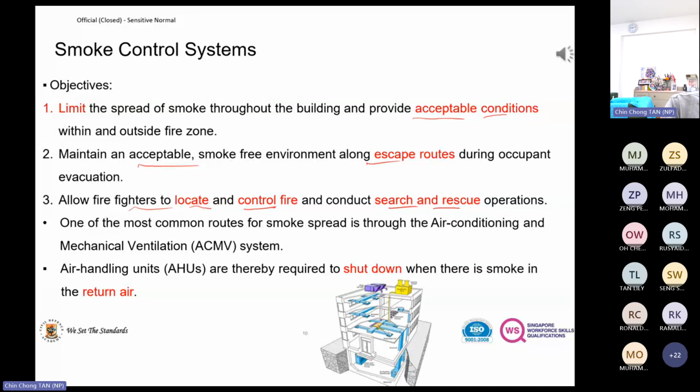So smoke also likes to travel along the paths taken by the air conditioning system. We must stop the air conditioning system, in other words. We must shut down when smoke is in the return air. So let's say this is the air handling unit. Air handling is aircon, fan. Maybe this is a cooling coil. There'll be a motor here. So there'll be return air here.